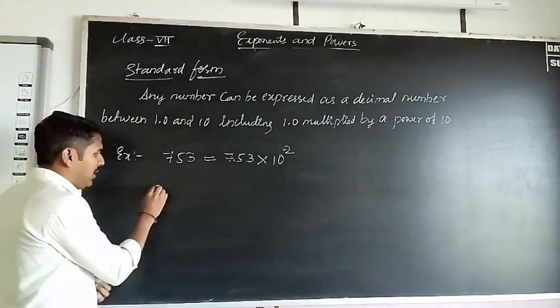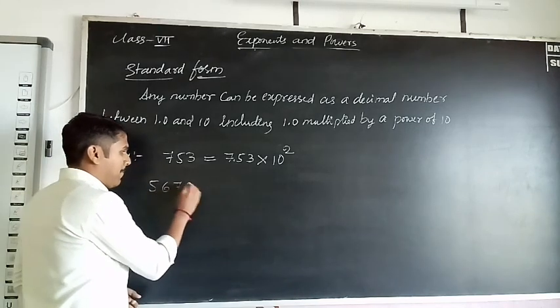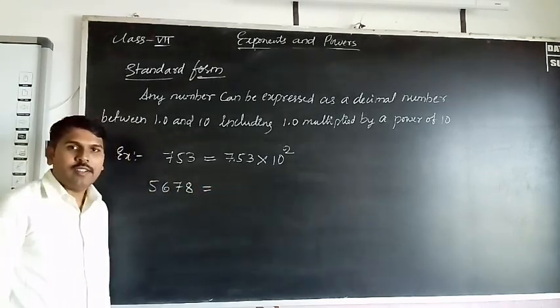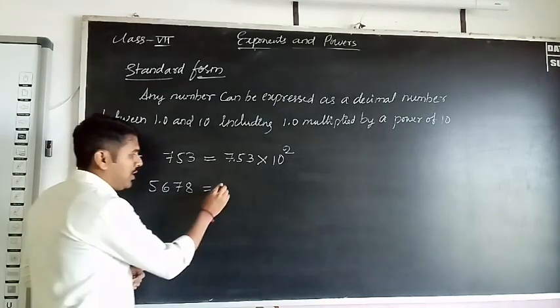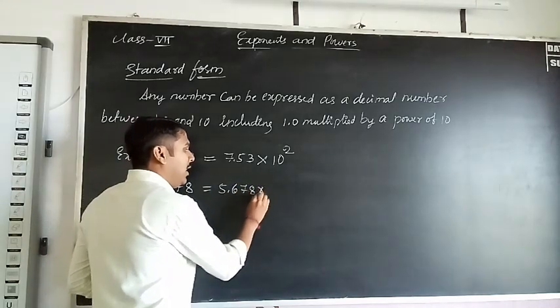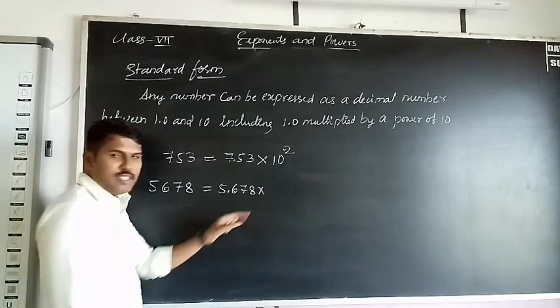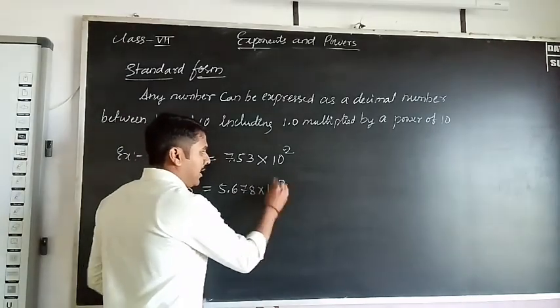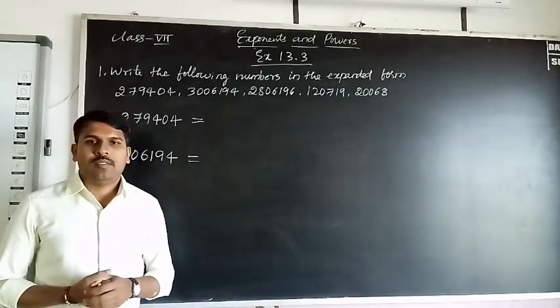So take down another one. 5678. So how to write this one? Before the decimal point only one digit will be available. 5.678 into 10 raised to how much? After the decimal point how many digits? 3. That means 10 raised to 3. This is the standard form.